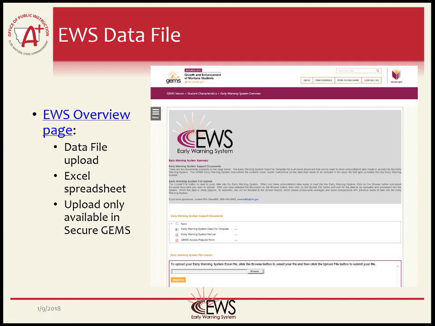The upload process can be found on the EWS overview page, but only in GEMS secure site. This is the only difference between the secure and the public version of GEMS on the EWS overview page. There is a space in the secure version to upload your data file. The data file is in an Excel spreadsheet and must be in a specific format. The Early Warning System data file template is available for download on this page and shows the correct file format. We will cover more on the format of this file later in this lesson.